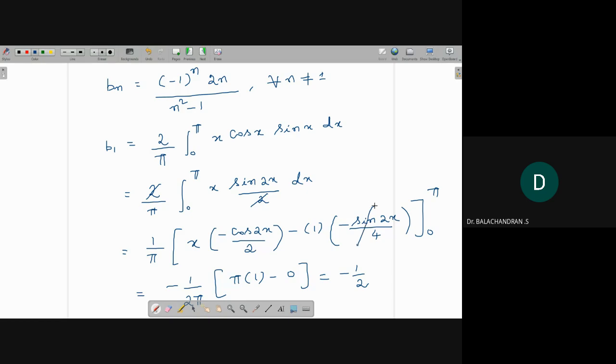So this is 0 for both the upper limit as well as the lower limit. Remaining we have minus 1 by 2 pi. When x is equal to pi, cos 2 pi is 1. When x is equal to 0, the lower limit is 0. So pi gets cancelled, minus half. So b1 equals minus half.